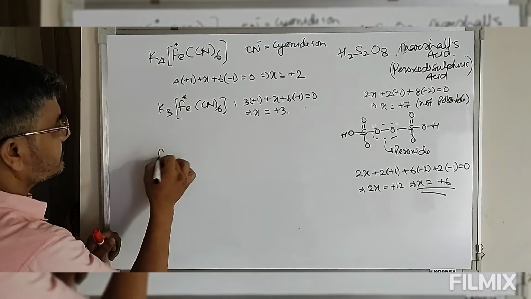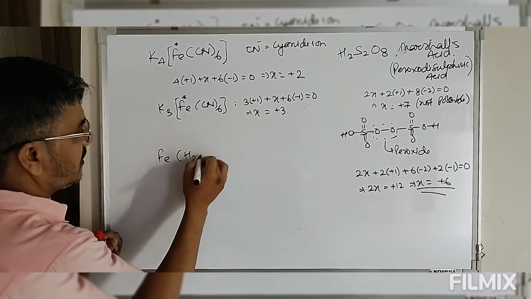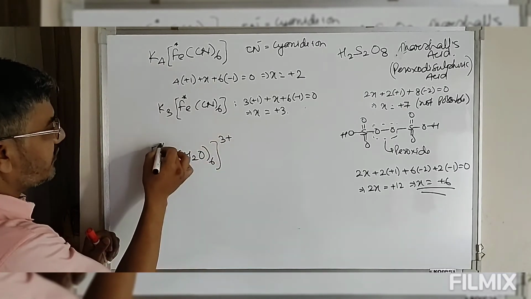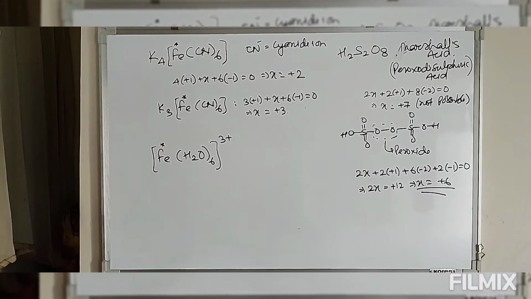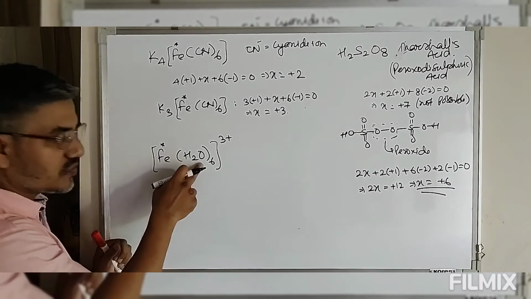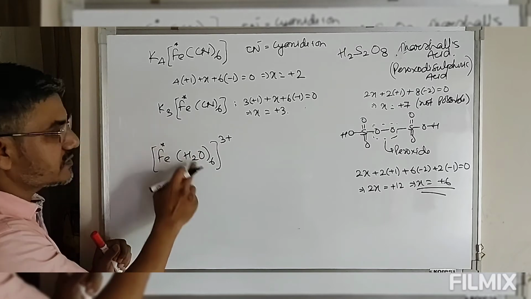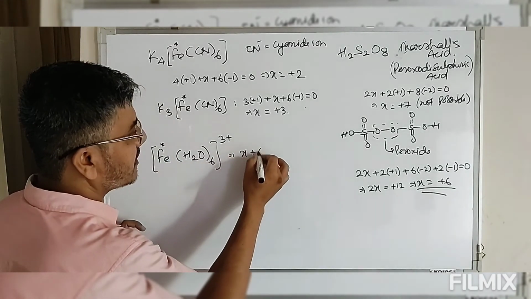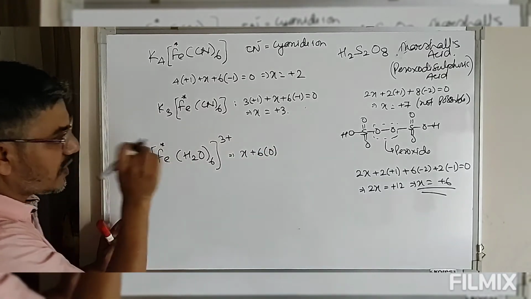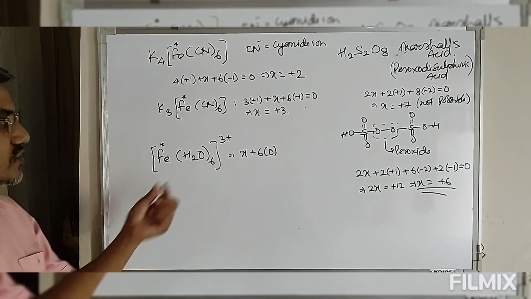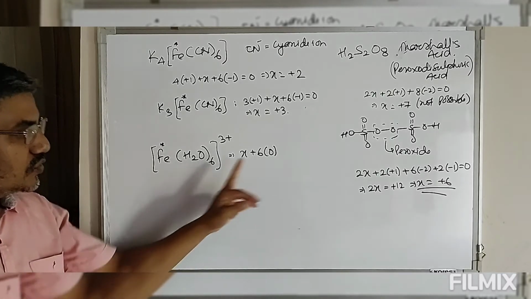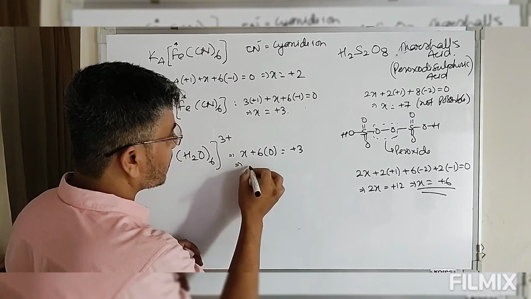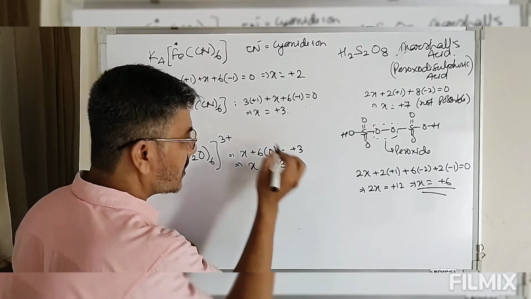Take this, [Fe(H2O)6]3+. We have to find the oxidation state of iron here. Water is a neutral molecule. Neutral molecule means total charge will be 0. Let's suppose the oxidation state of iron is X. So X plus 6 times 0, because each water molecule is neutral and the charge on each water molecule will be 0. So 6 into 0. The total charge on this species is plus 3. So therefore the oxidation state of iron is plus 3.